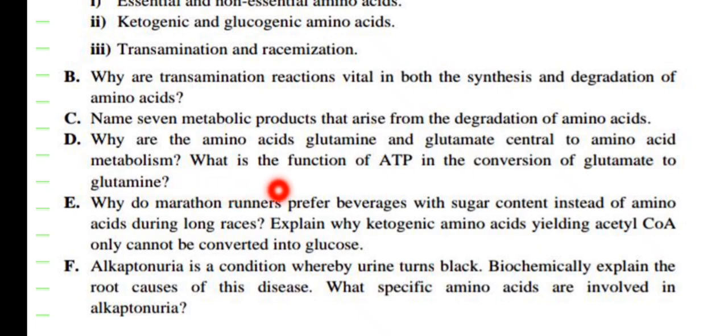Why do marathon runners prefer beverages with sugar content instead of amino acids during long races? For example, when you go for sports, you would want to drink glucose, or they will give you foodstuffs that contain a lot of glucose. Remember, before I even talk about the amino acids themselves, I'll talk about glucose first. Glucose can readily provide the much needed ATP through glycolysis in about just 5 minutes. You have this ATP readily available from glucose, because from glucose you just undergo glycolysis straight and you form ATP. And remember, from glycolysis you can form pyruvate.